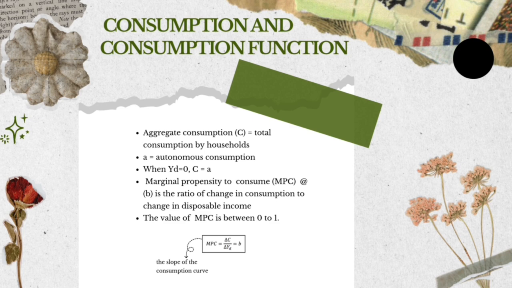Next is MPC, or marginal propensity to consume. It can be represented by the symbol B. MPC is a ratio of change in consumption to change in disposable income. So the formula is MPC equals change in C over change in YD. We need to know the value of MPC can only be between 0 and 1. MPC also represents the slope of the consumption curve.